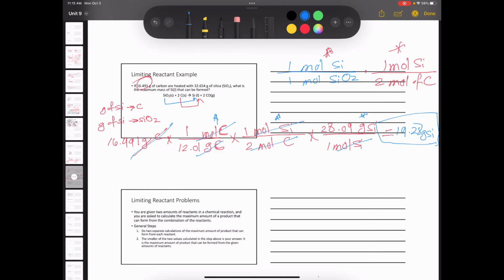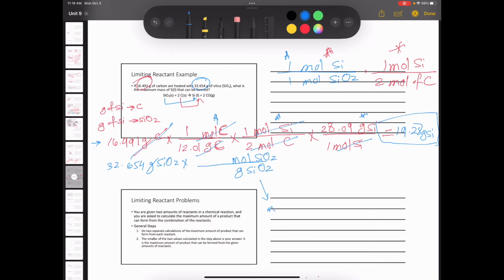So now let's do the same thing for the silicon oxide. With the silicon oxide, I'm starting with 32.654 grams of silicon oxide, or silica. So this one will be 32.654 grams of SiO2. I need to convert that into moles so I can use my stoichiometric factor relationship. So I have grams SiO2, and up here I have moles SiO2. How do I figure this one out?